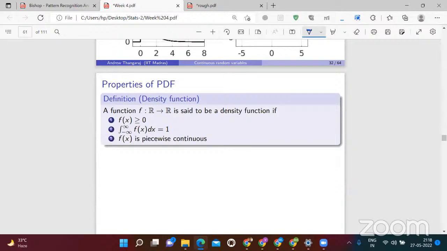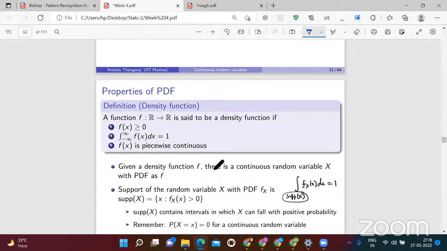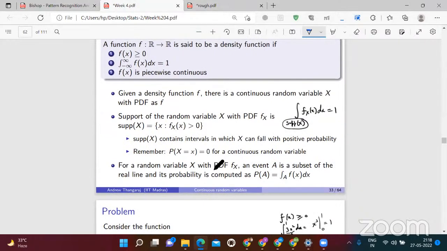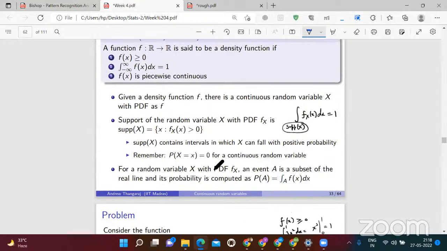So this week it's only PDF, CDF, how to calculate PDF, how to calculate probability. Question: what is support? Sir, could you please explain support? I was coming to this only.